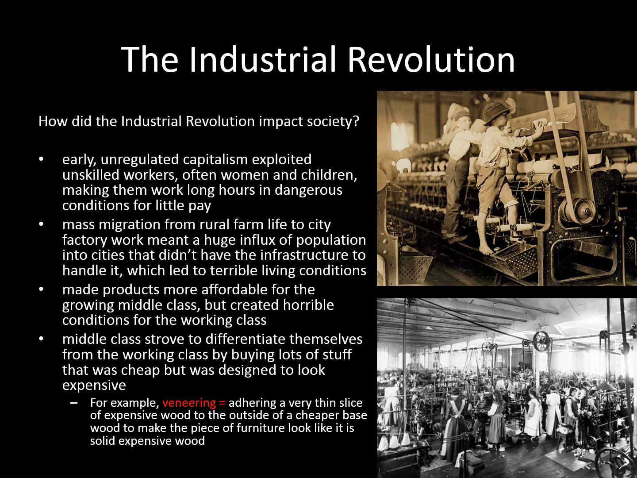So how does the Industrial Revolution impact society? Well, this is very early, very unregulated capitalism, which of course wildly exploited these unskilled workers who were most commonly women and children, and they worked very long hours in very dangerous conditions for very little pay, right? Another problem was that as farming became more mechanized as well, those people lost those jobs. And so they came to the cities where the factories were to work at the factories. So there's this mass migration from rural farm life to city factory work.